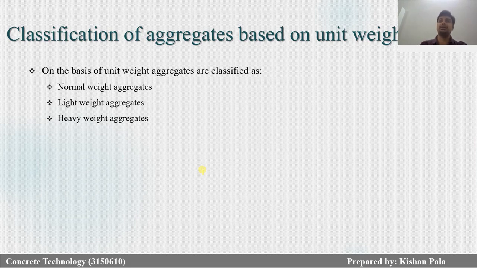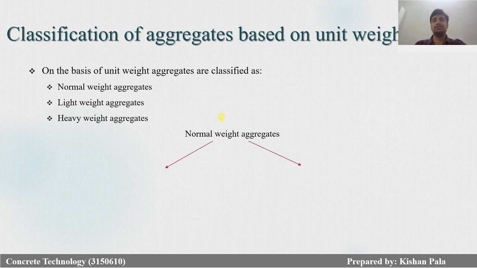What is the heavyweight aggregate? The density of the aggregate which is more than 2400 kilogram per meter cube is known as a heavyweight aggregate. So you can classify the aggregate based on unit weight. So let us understand normal weight aggregates.